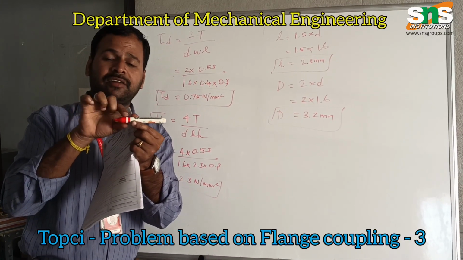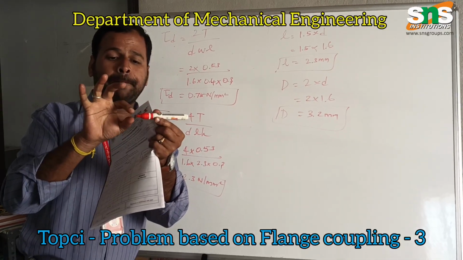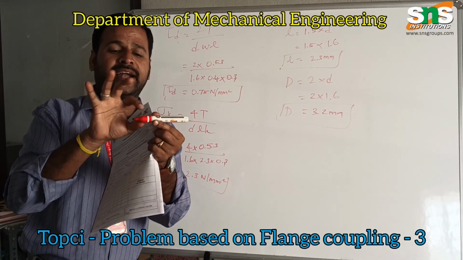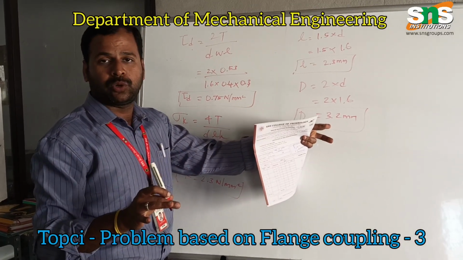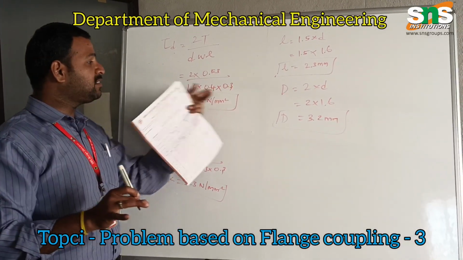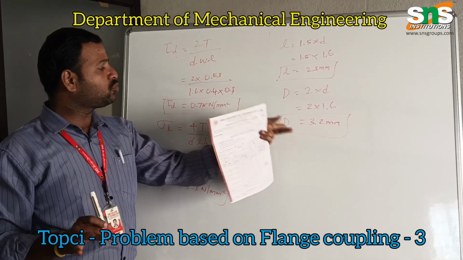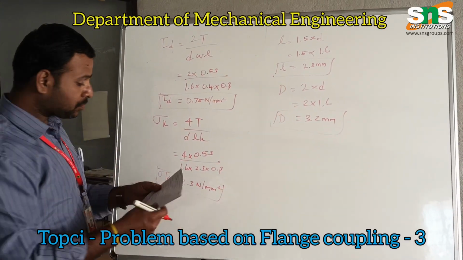After the key dimension, we go with the hub. So comparatively, the shaft diameter is smaller than the hub's outer diameter, that is 3.2. So you can check that 1.6 is less than 3.2. So this is called the hub diameter.